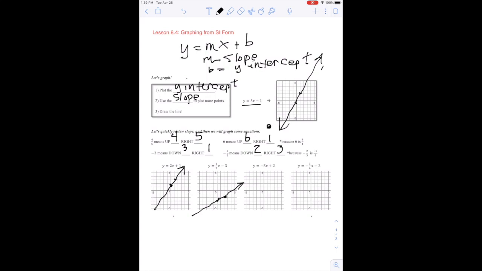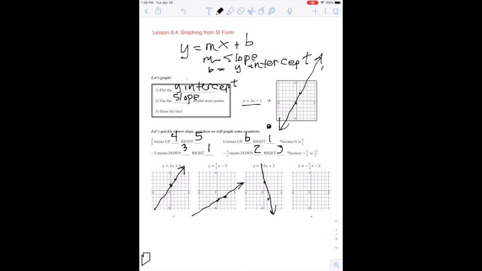Now this next one has a negative slope, so I'm going to go up to +2. And I know my line's going to go from upper left to down, so I'm going to go down 1, 2, 3, 4, 5, and over 1. And my line is going to go something like that. Oops, I missed it. Oh well, close enough.